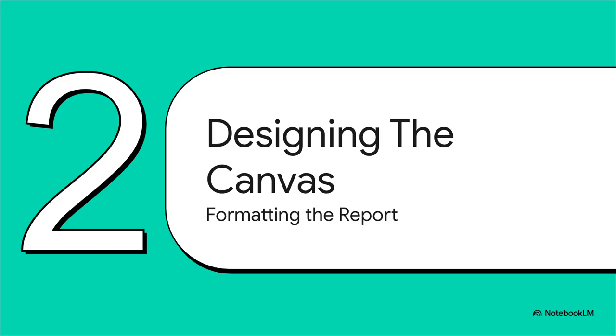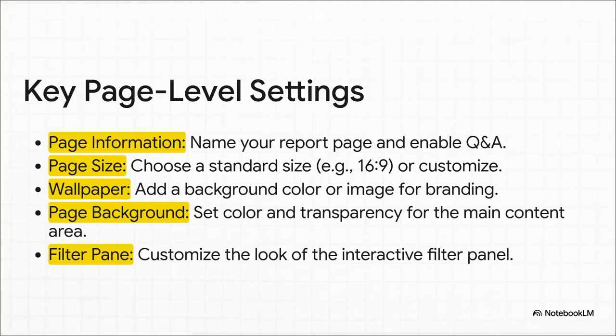Okay, so now that our individual visuals are looking sharp, let's zoom out. We're moving from just one element to the entire canvas. This is where we start to build a cohesive professional identity for the whole report. Right. So here you're making the big picture decisions. You can set the page size to fit perfectly on a widescreen monitor or maybe a mobile device. You can even add a wallpaper for consistent company branding across the board. These settings are what make your report look really polished and intentional, no matter where someone's looking at.